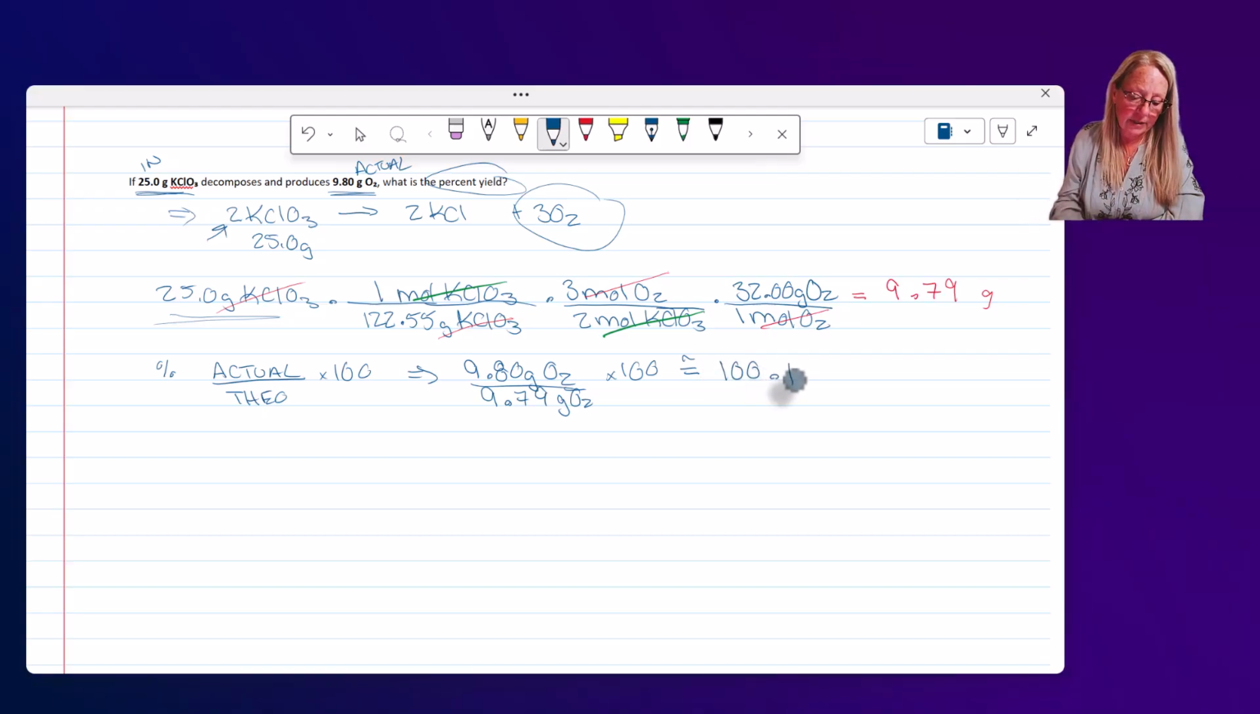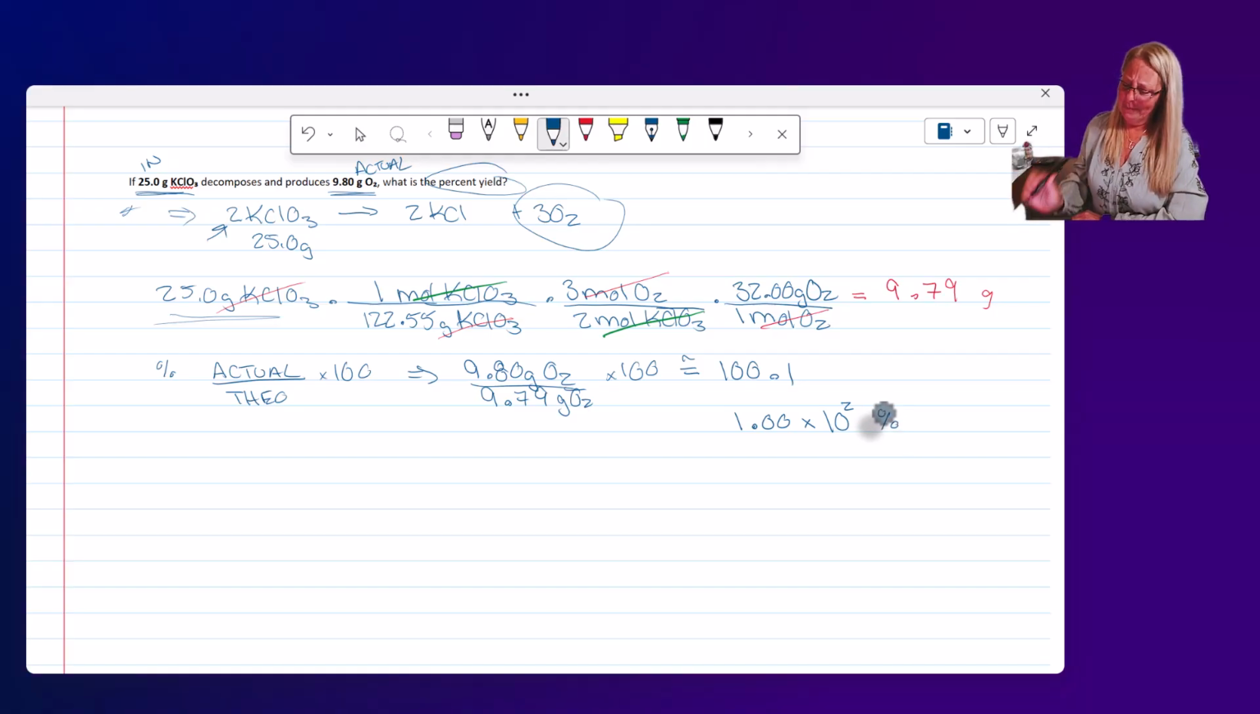What are my sig figs? I have 3 sig figs here, 3 here, 1, 2. Whoop. That would be 4. So let's write that correctly. 1.00 times, that feels weird, doesn't it? 10 to the 2%. I know.